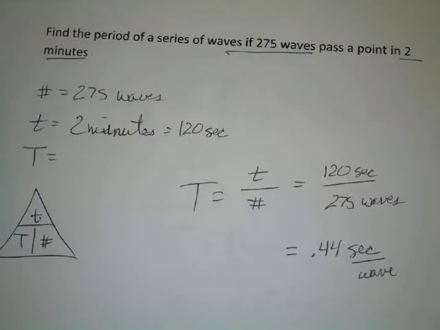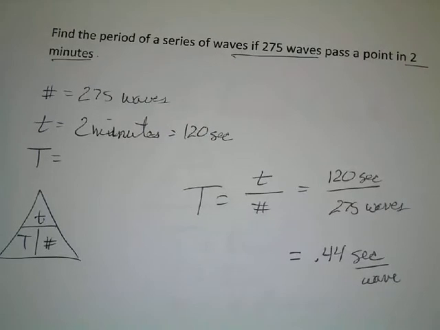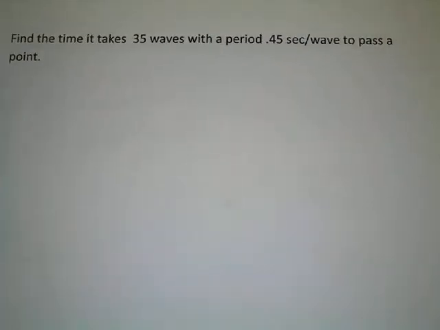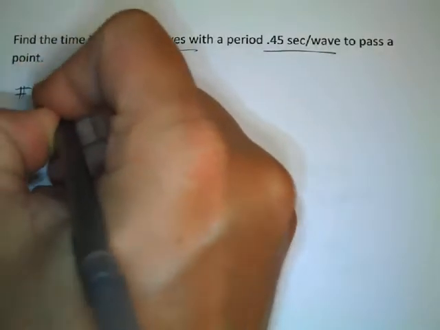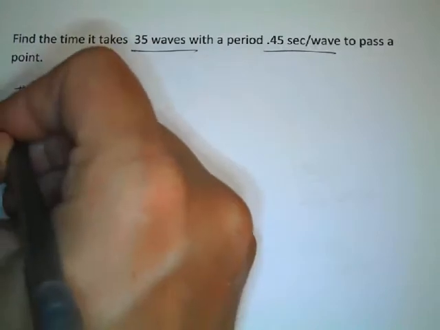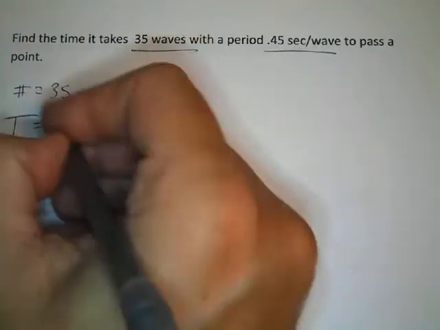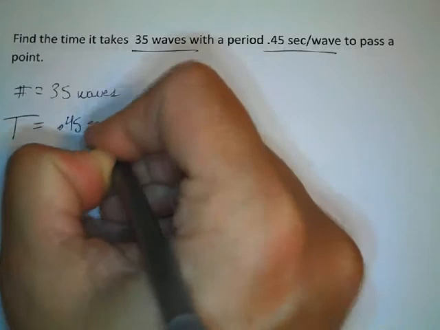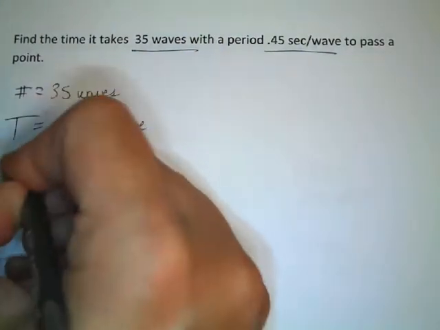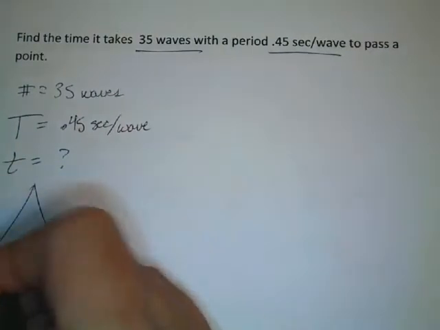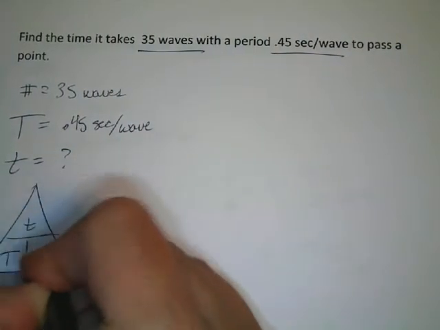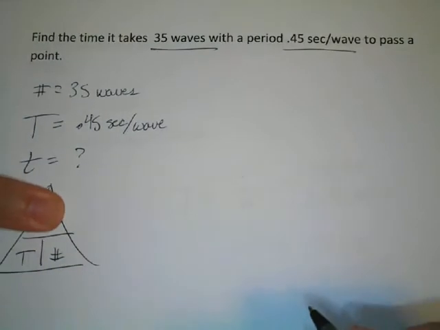Let's look at another example. Find the time it takes 35 waves with a period of 0.45 seconds to pass a point. Same strategy. Look at what's given. In this case, I've got 35 waves, which is my number, and then the period given to me was 0.45 seconds per wave. And in this case, I'm looking for time. My triangle says that time is equal to T times the number, T being the period.